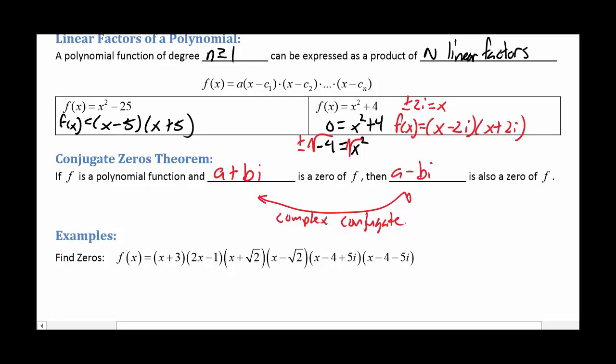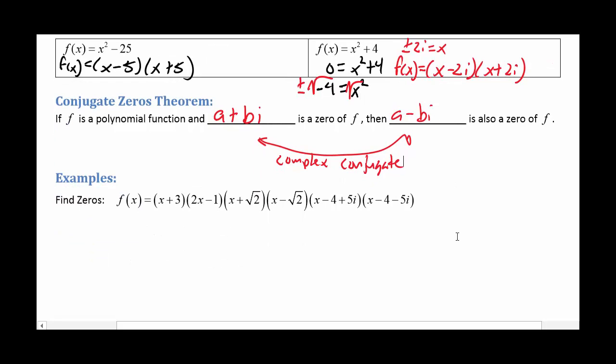Down here under our examples, you can see an illustration of this, not just with the complex, but even with the irrational roots. So here our task is to find these zeros. What are the solutions for this particular equation?